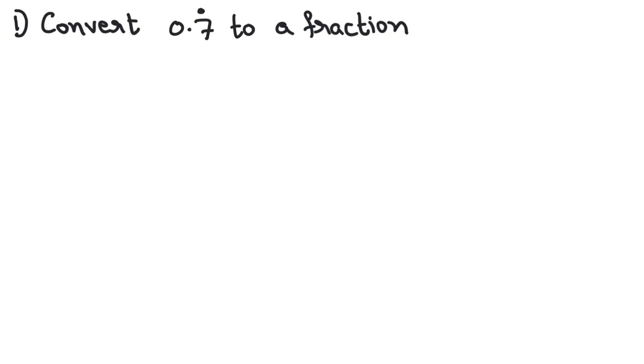Now let's convert 0.7 bar. What does this mean? It means that 7 is repeating itself. In other words, it's 0.7777. Convert this to a fraction. Now how do we go about converting recurring decimals to a fraction?